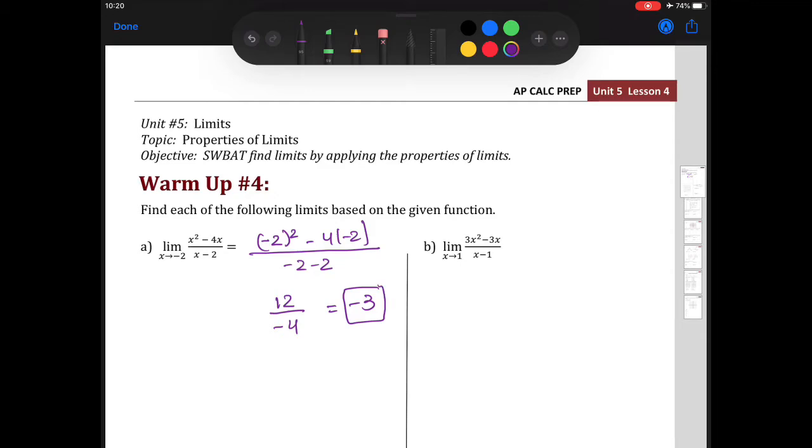The next one, limit as x approaches 1. If I substitute 1 in here, I do get a denominator of 0. So what do I need to do? Can I factor it? Yes, I can. So limit as x approaches 1, I'm going to factor out the GCF 3x, and I'm left with (x minus 1) over (x minus 1). And what happens to my x minus 1? They cancel out, and now apply the limit, and this would be 3 times 1, which is 3.